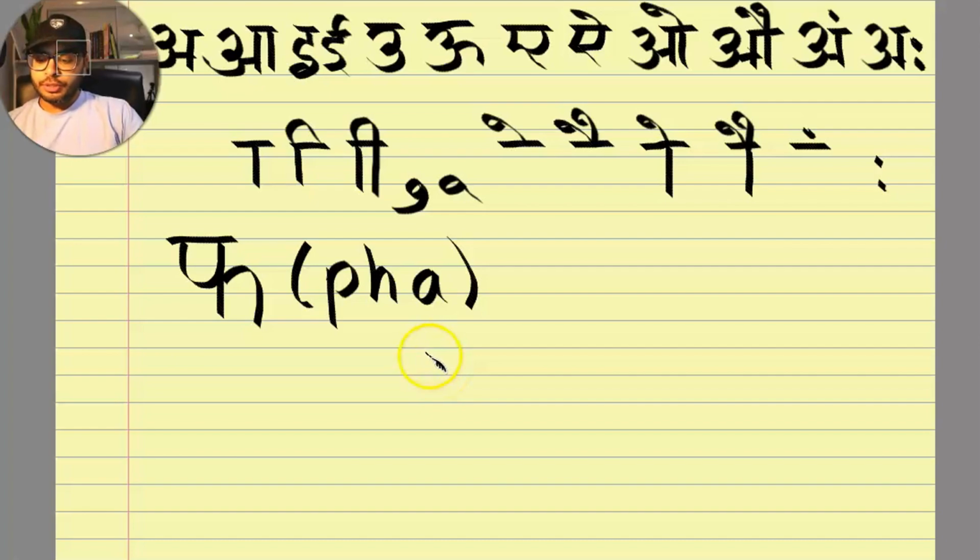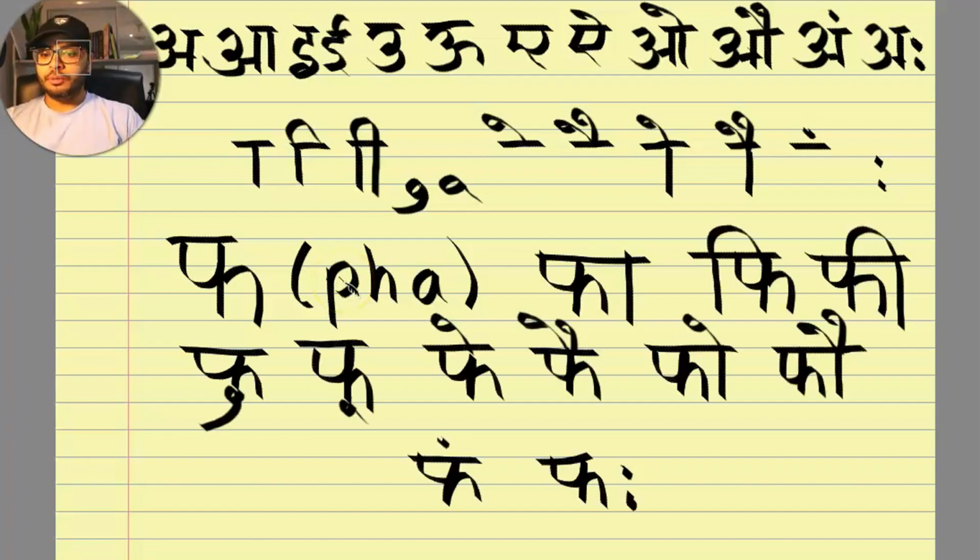Now notice the difference between pa and pha: you have to blow the air out, and that produces the sound pha. Now, let's go to the Barakhari for this. Barakhari for this sound pha is pha, pha, phi, phi, phu, phu, phe, phai, pho, phau, phum, pha.